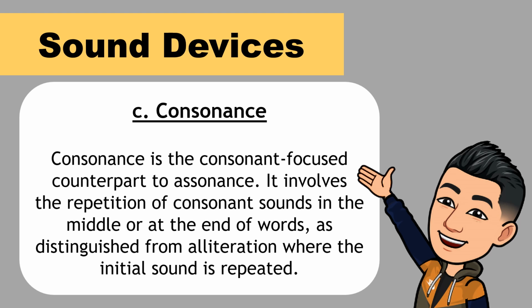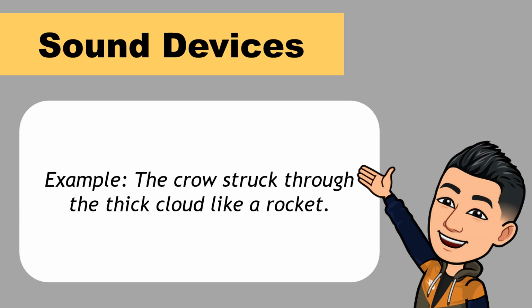Okay, next, consonance. Consonance is the consonant-focused counterpart to assonance. It involves the repetition of consonant sounds in the middle or at the end of words, as distinguished from alliteration, where the initial sound is repeated. Example: the crow struck through the thick cloud like a rocket.